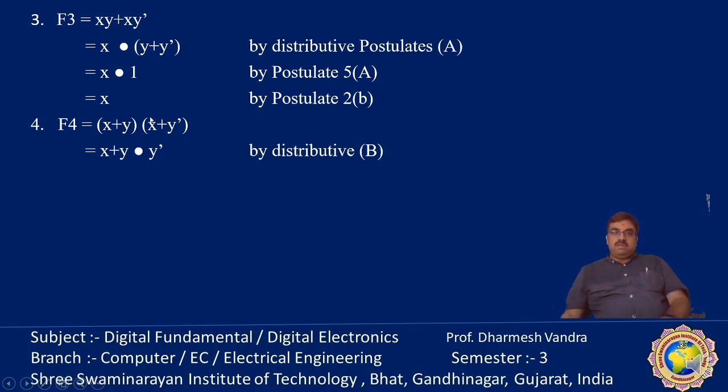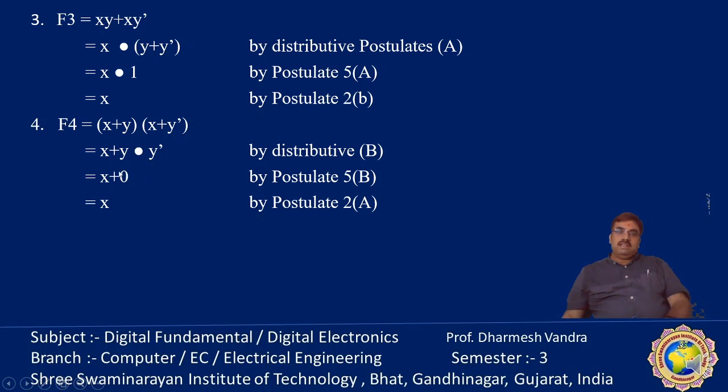Now x ORing y, ANDed with x ORing y dash. If we apply the distributive duality law, it will become x ORing y AND y dash. x is common. So x is here, y AND y dash. And y ANDing y dash is always 0 as per postulate 5b. So x ORing 0 is always the function itself. So again F4 is equal to x.